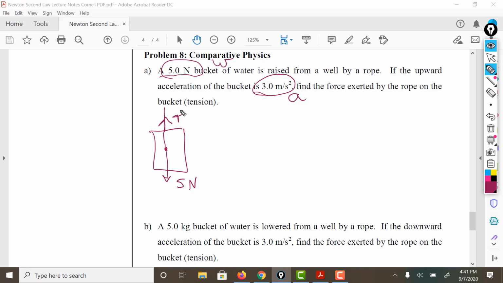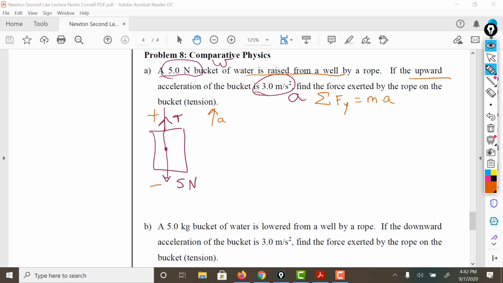Now we're going to pick a plus or minus. This is pretty important with these problems, very important. It's being raised, okay, it's going upward. Those are two hints. The acceleration is going upward. If I'm going to pick a positive, I'm going to pick it in the direction where the acceleration is going. So in this problem, up is going to be positive, down is going to be negative. We're doing the y-axis because this is going up and down.